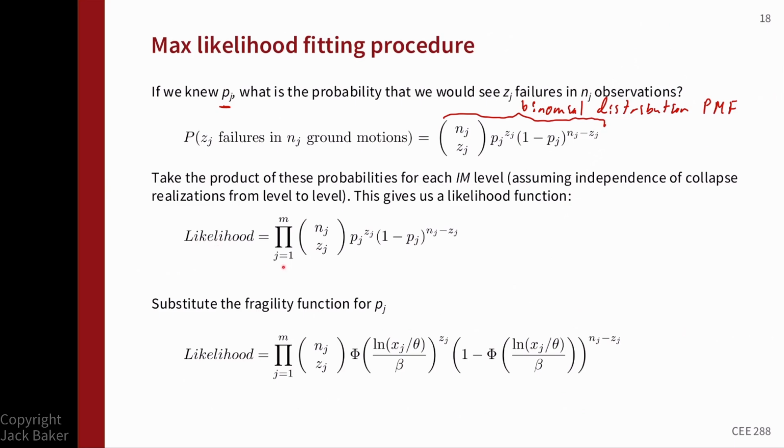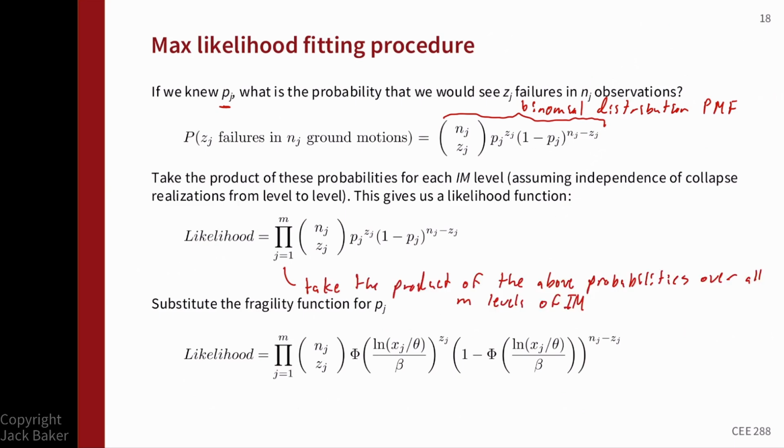What we can do is evaluate that likelihood function across all of the IM levels where we have data. So we can take the product of that binomial distribution PMF over all the different IM levels where we had data. So we'll take a product over j. The capital pi is indicating product. And then if we have m levels of IM, then we'll take the product from level 1 up to level m, multiplying all these probabilities together.